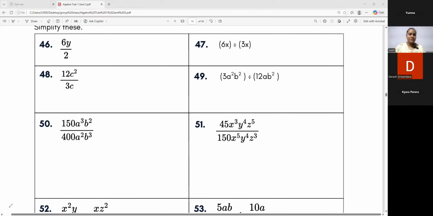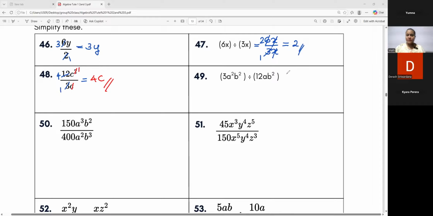46, I told the answer, no? 2 times 1, this is 2 times 3, the answer is 3y. 47, I can write it 6x over 3x. Over and division are the same. X and x I can cancel. 3 times 1, this is 3 times 2, answer is 2. 48, 3 times 1, this is 3 times 4. Then the c terms also we can cancel. One of the c terms in the numerator I can cut. Then it is 4c.